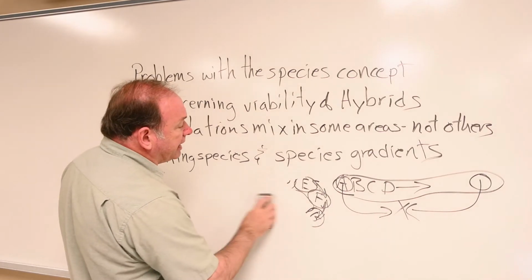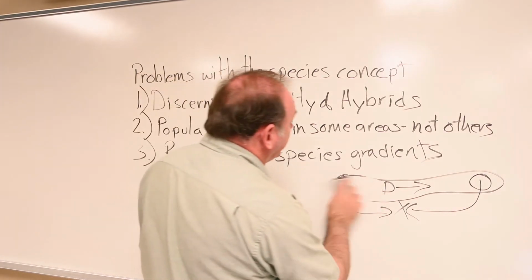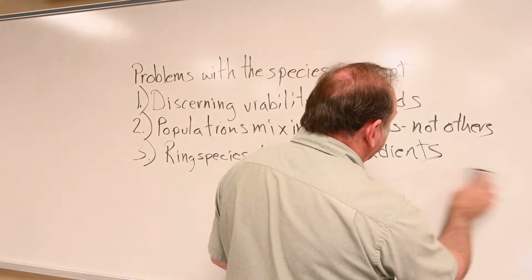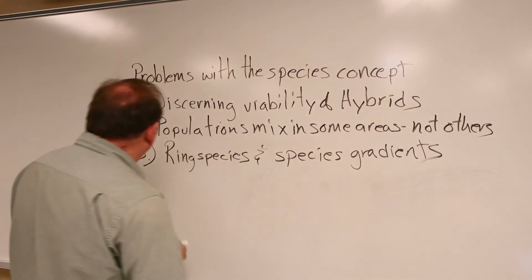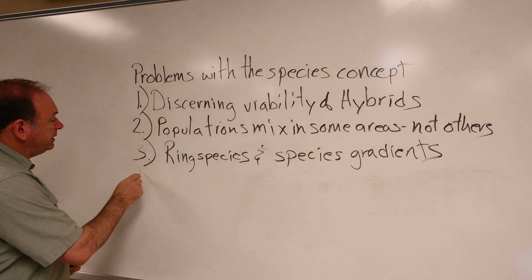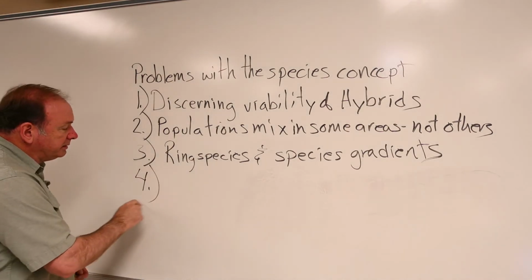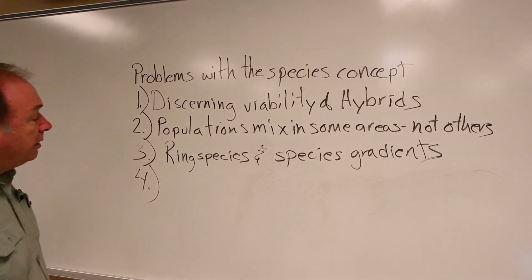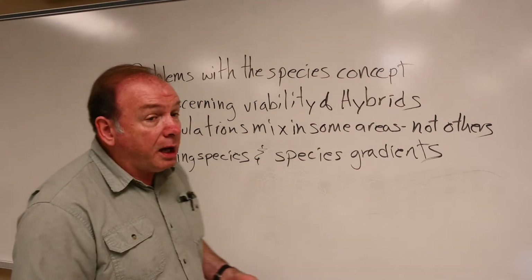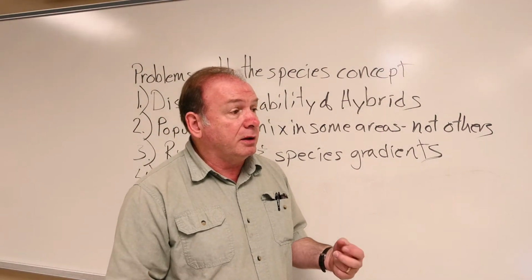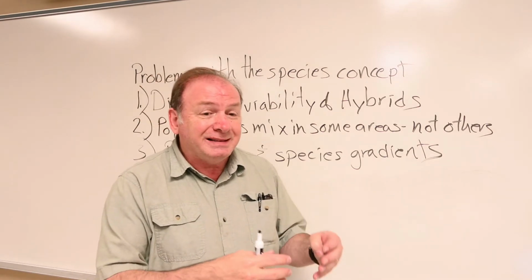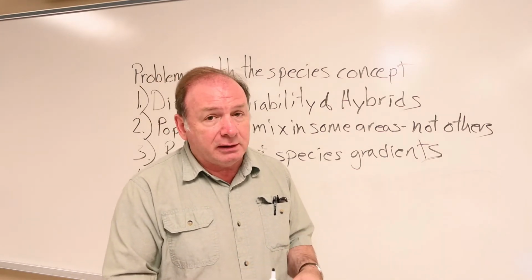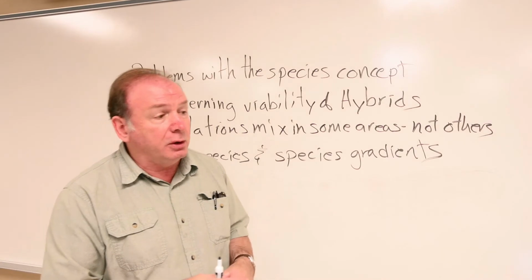That's our third example of a complication problem with the species concept. We thought we had it all nailed down, but then there's things that crop up, like ring species and species gradients. Number 4, there are a lot of different species out there that occur allopatrically. That means that they do not occur in the same geographic location, same physical location.